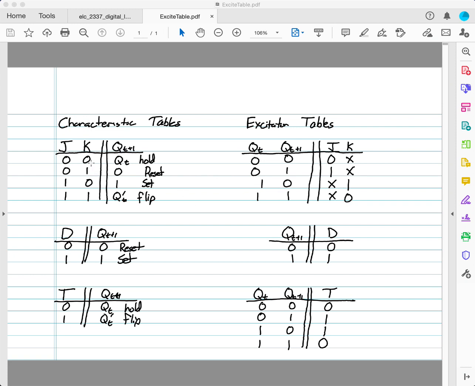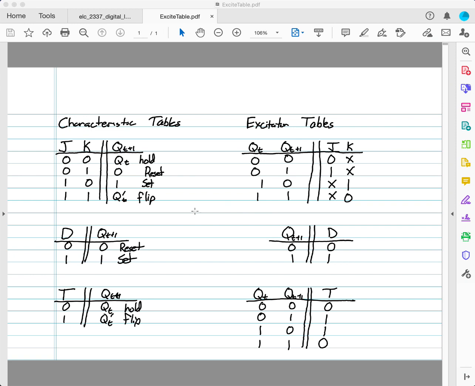If you look at the characteristic table, you look at set and you look at hold, and you go, both k's are 0. It's only j that differs between the two. So we say x. I don't care which one of those I get. I don't care if I'm holding. I don't care if I'm setting, as long as I end up with my value.